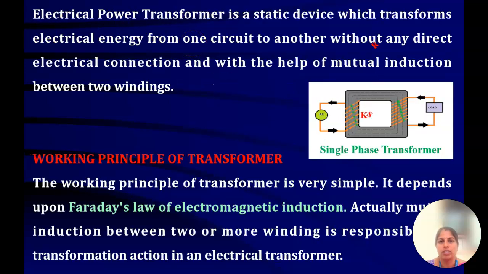And the transformer is a static device. Why is a transformer called a static device? Because there are no mechanical movements, there are no moving parts in the transformer. That's why it is called a static device. So transformer does not convert energy from one form to another form. Instead, the electrical energy is transferred from one circuit to another circuit without any direct electrical connections. So that's why it is called a transformer, transforming energy from one circuit to another circuit.